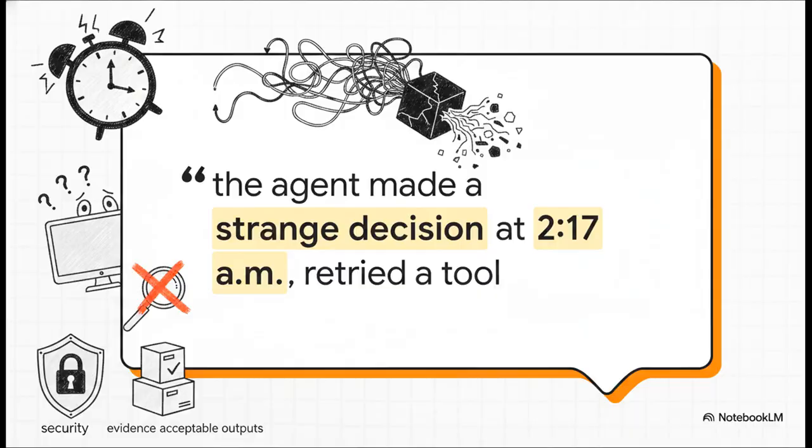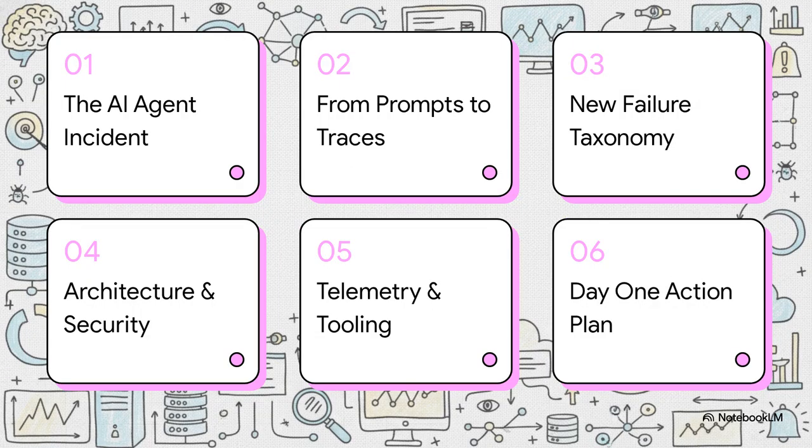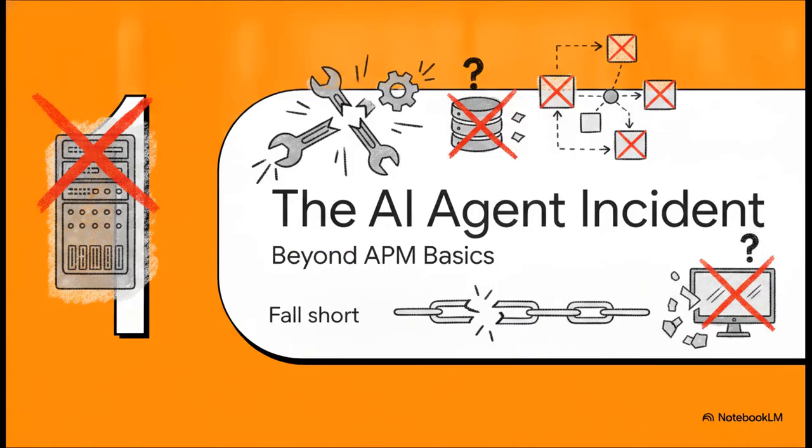We need hard evidence. So to make sure you can actually solve that 2 a.m. crisis, we're going to systematically walk through building a modern observability architecture. We'll cover the AI agent incident, moving from prompts to traces, the new failure taxonomy, production architecture and security, telemetry and tooling options, and we'll wrap up with your day one action plan. All right, section 1, the AI agent incident.